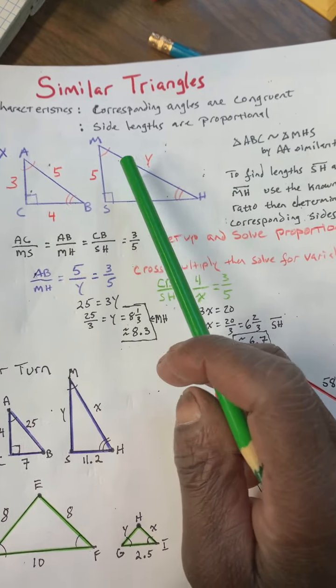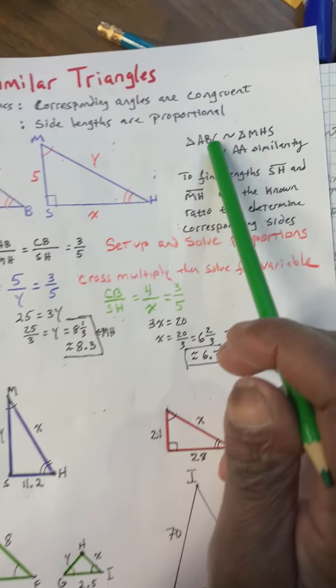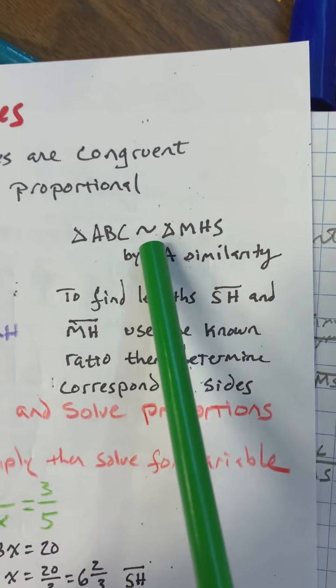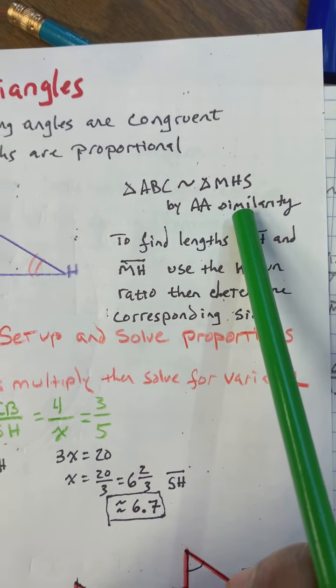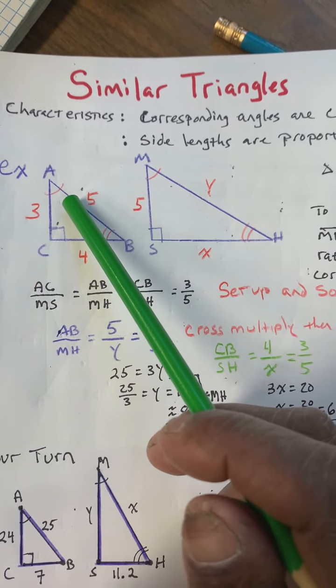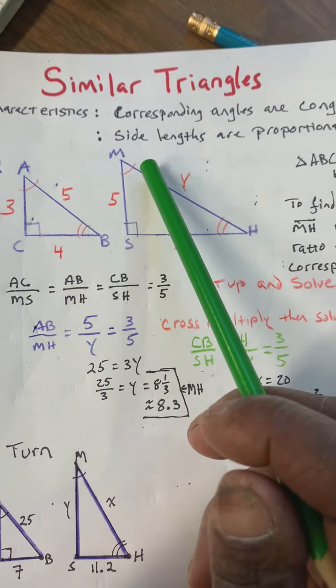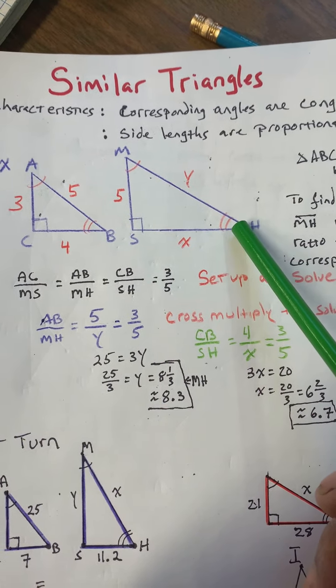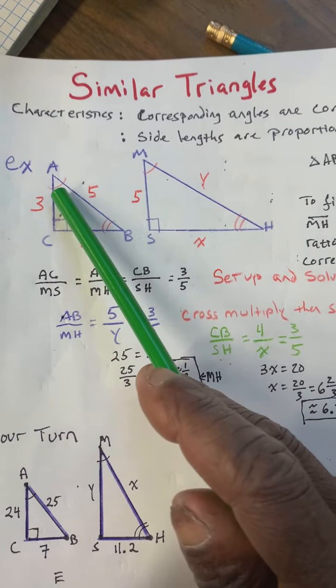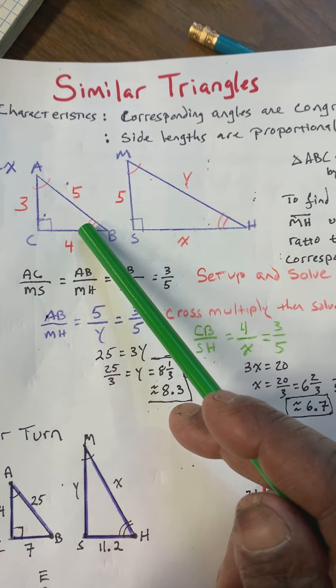We've got triangle ABC and triangle MHS. We're saying that triangle ABC is similar to triangle MHS, and we know that because of the angle-angle similarity. We look at the congruency marks. We say angle A and angle M are congruent, angle B and angle H are congruent. That's what those marks mean. Angle, angle, two angles are congruent.